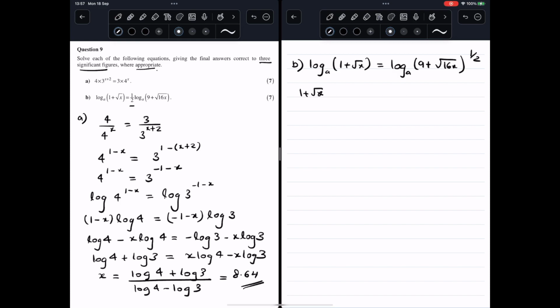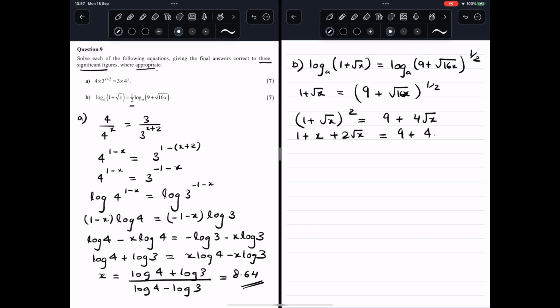And from here, I can simply get rid of log a, okay? That leaves me with the brackets, and I just have to simplify this algebraically. So squaring both sides and expanding the brackets will give me something like this, and then putting everything on one side will help me further factorize this. So I'm going to be left with x minus 2 root x minus 8 equals 0.